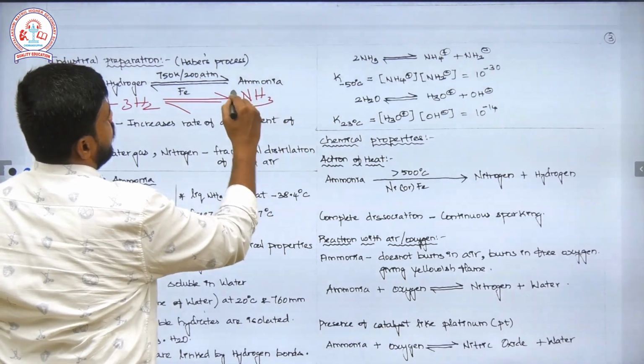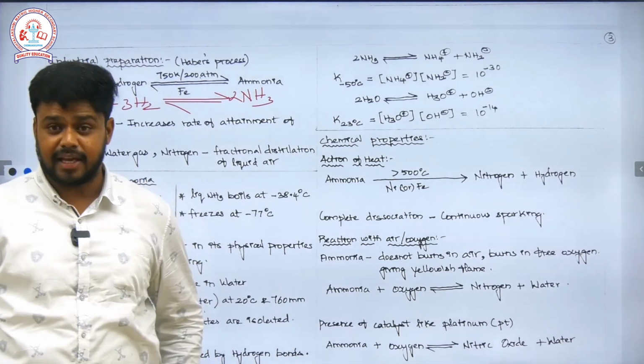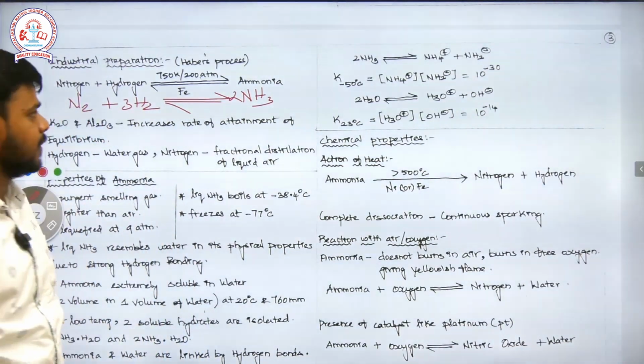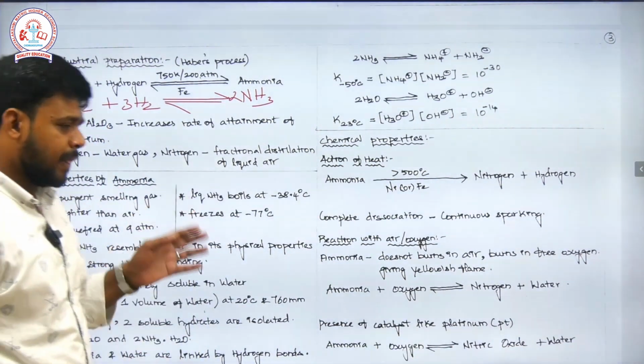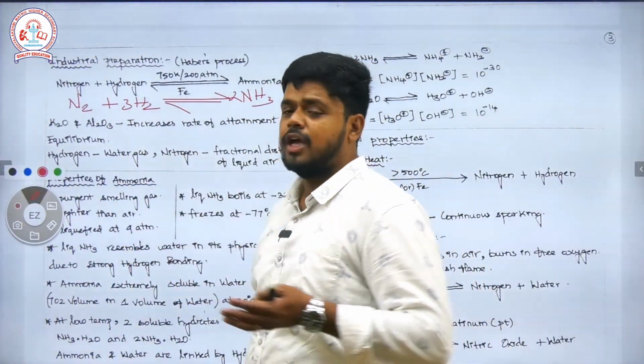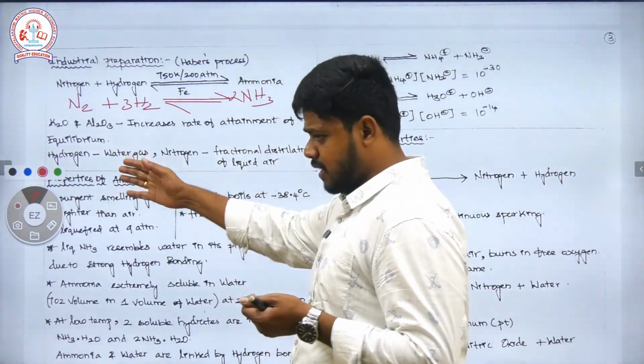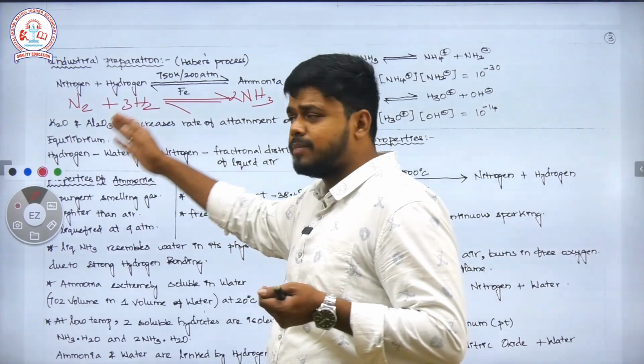It forms ammonia. The formation reaction is an exothermic reaction. That is why it has been mentioned as delta H with a negative sign. So an exothermic reaction takes place. In order to hasten the attainment of equilibrium, you can use alumina or potassium oxide. Hydrogen, the source of this hydrogen, is from the water gas.